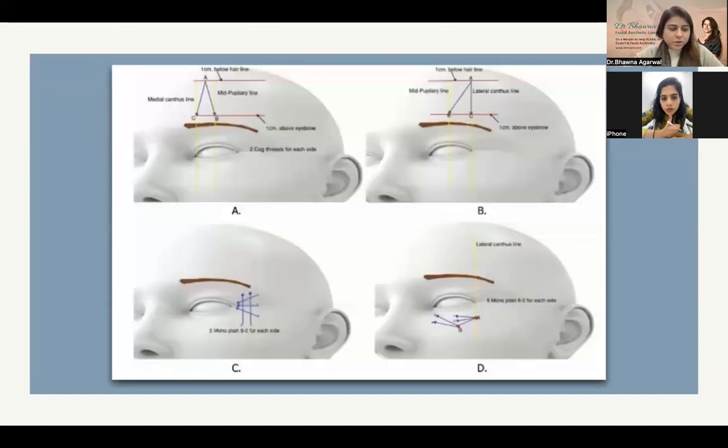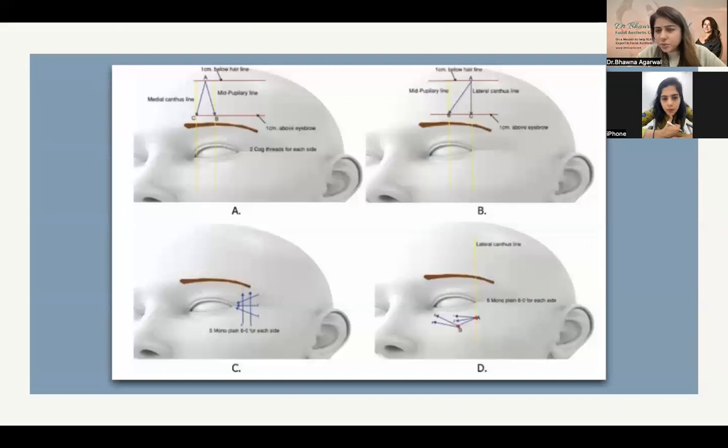Okay. So these are the various vectors. I'll share the slide and the recordings also with you. Different vectors, the location, the entry points, the point where you can take leverage and anchorage and all that.